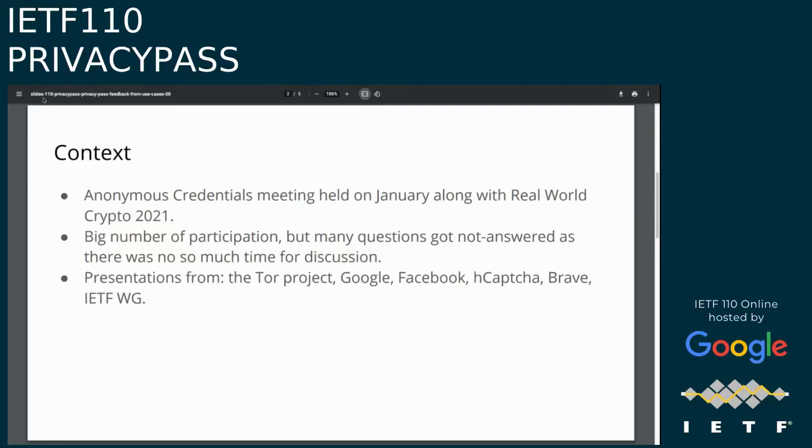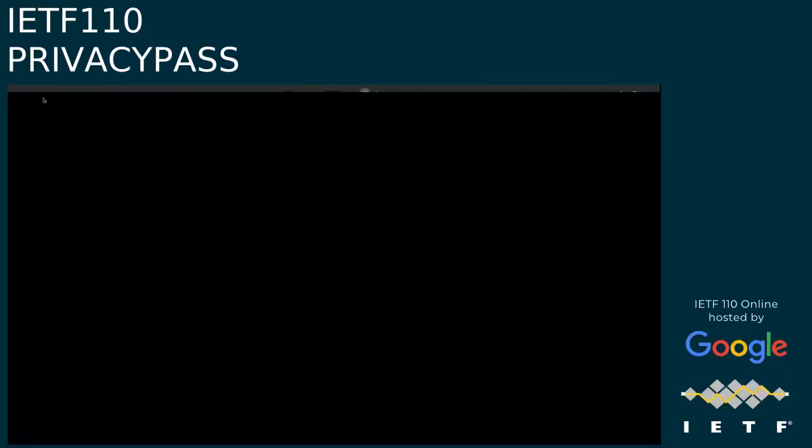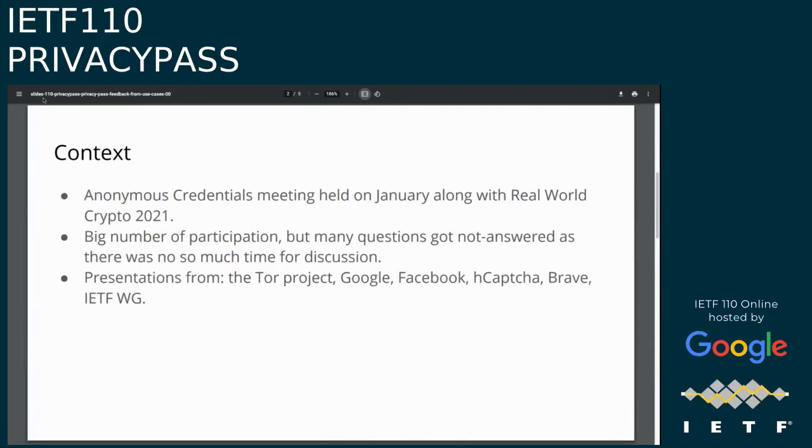There was a big number of participants. The only problem was that there were a lot of questions for most of the presentations, but there was not much space to actually have a chat around those questions, so that could be feedback for myself for a new meeting. There were presentations from the Tor project, from Google, from Facebook, from hCaptcha, from Brave, and also from the working group that we're now in.